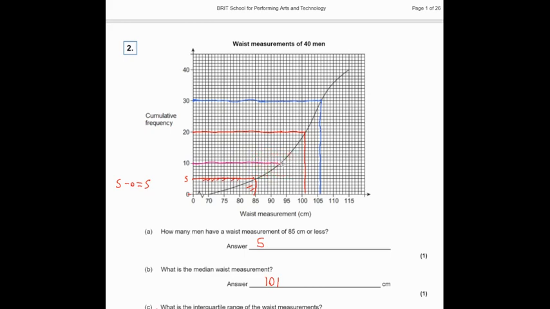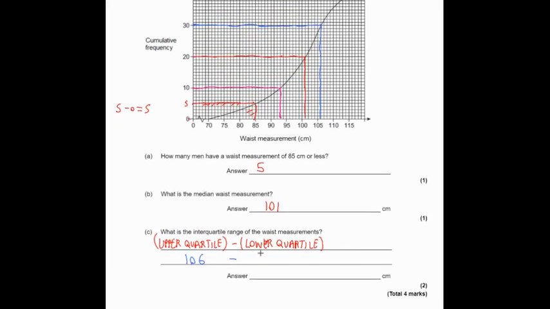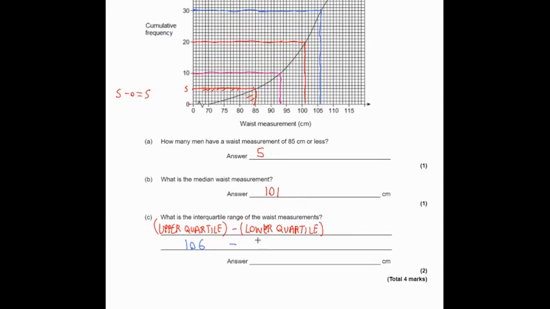Go here, go down. That's 93, so our lower quartile is 93. So we're doing 106 take away 93. Oh my gosh, do you know what? I'm going to embarrassingly use a calculator. So I've got 106 take away 93, and that's 13. So the interquartile range is 13. Okay. Next question.